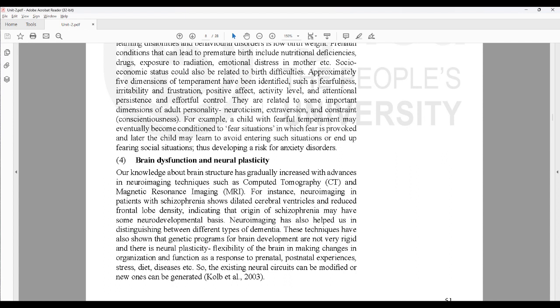These techniques have also shown that genetic programs for brain development are not very rigid, and there is neural plasticity, flexibility of the brain in making changes in organization and function as a response to prenatal, postnatal experiences, stress, diet, diseases, etc. So, the existing neural circuits can be modified or new ones can be generated. Colbert et al., 2003.